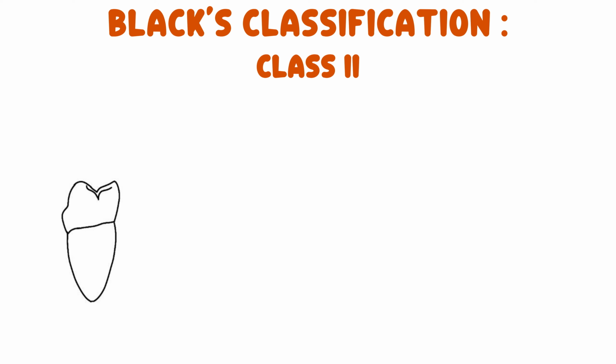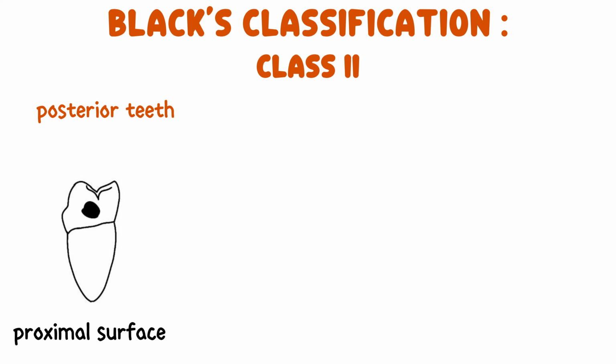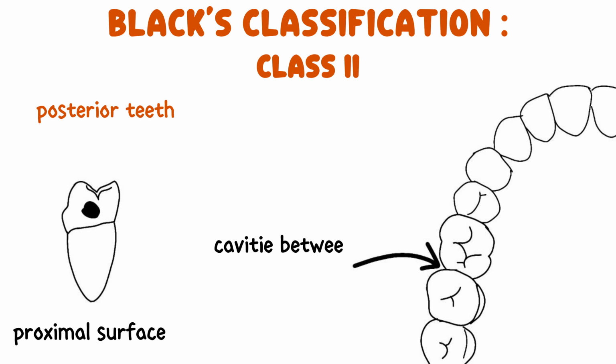Class 2. This category involves the proximal surfaces of posterior teeth. Imagine a cavity forming between 2 molars. It's tricky to spot without X-rays, but essential to treat early.